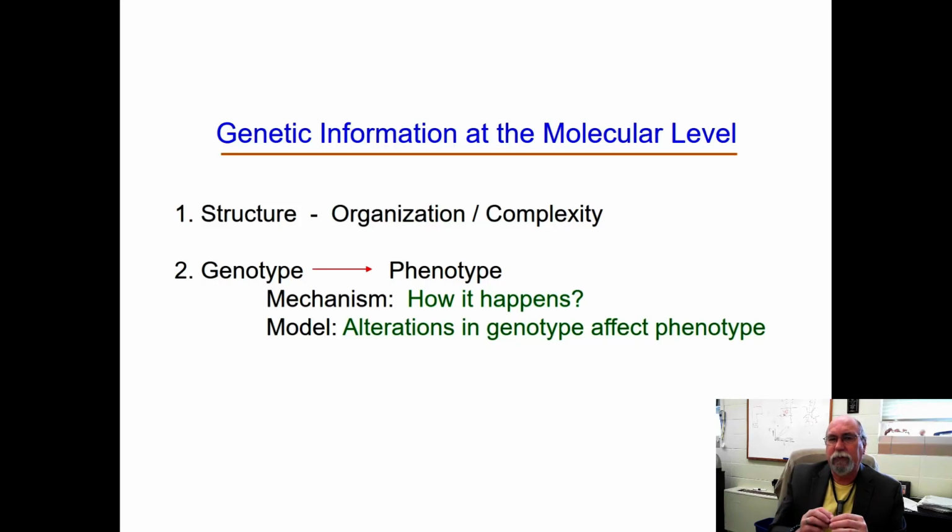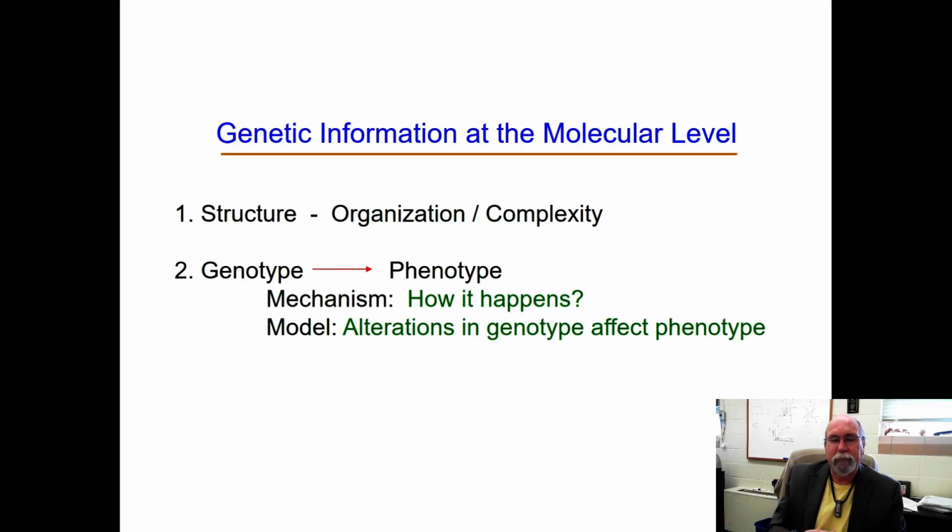And what we're really interested in is getting to where we can start to understand how we get from genotype to phenotype. What is the mechanism that makes this happen? Now, we're going to do this throughout this whole process by a fairly simple model. And that model is we look at variations or alterations that occur at the genotype and look at how those affect the phenotype. You'll do that in the fly labs. You'll look at mutations.